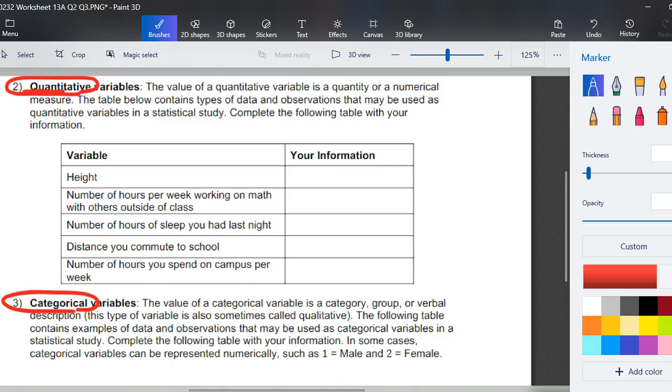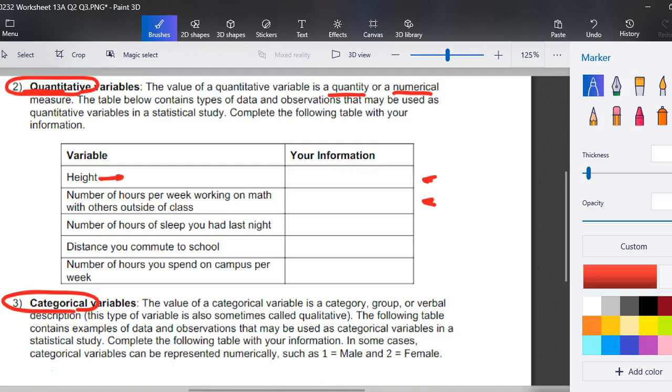The value of a quantitative variable is a quantity or a numerical measure. The table below contains some types of data and observations that may be used as quantitative variables in a statistical study. Complete the following table with your information. This is the time to hit pause and to go ahead and complete your information. Notice anything or variable that may be specific in asking, like height.